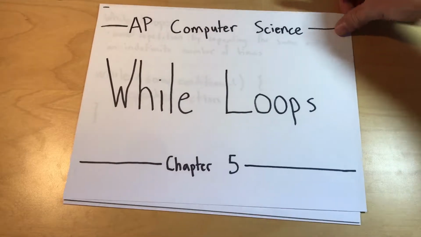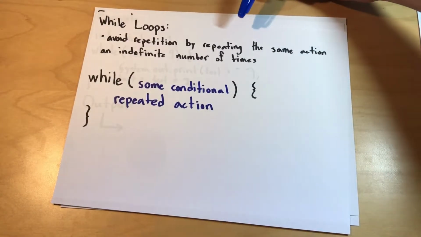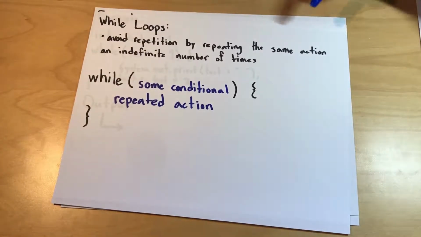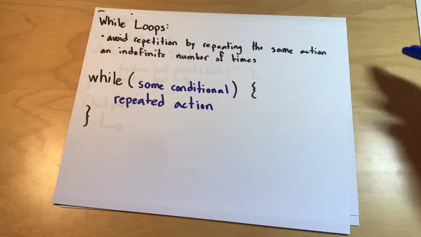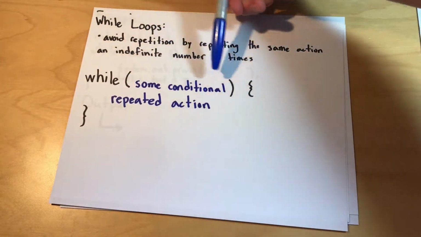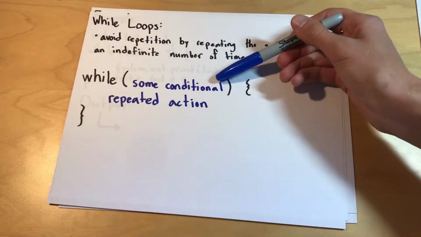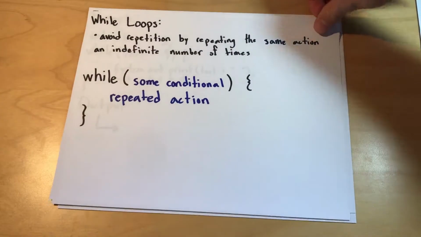Today we'll be looking at while loops. As mentioned a couple videos ago, we use while loops to avoid repetition by repeating the same action within the same block of code. But while loops are different from for loops in that they're indefinite. While the conditional in this bracket here is true, it will continue to do the repeated action until this is changed. Let's look at a couple of examples here.